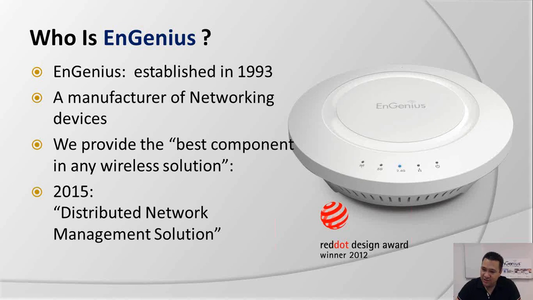The brand EnGenius was established in 1993. And since then, EnGenius has focused on wireless networking devices like access points and routers. Besides this, EnGenius also has telephones, but this product line is not to be used in the European region. We strive to provide the best component in any wireless solution, if you talk about our standalone products, and we have years of experience in this.